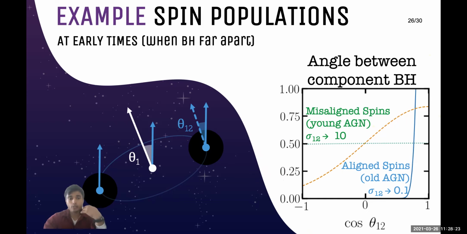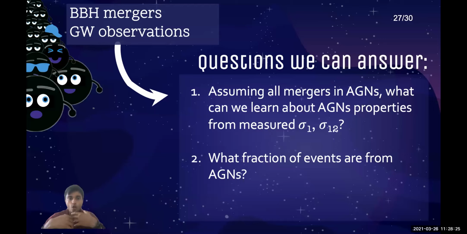With this in mind, we can begin to ask certain questions. First, we can try to answer what we can learn about AGNs from measured sigma 1 and sigma 1,2 values. We can also try to look at the fraction of events that could come from AGNs.